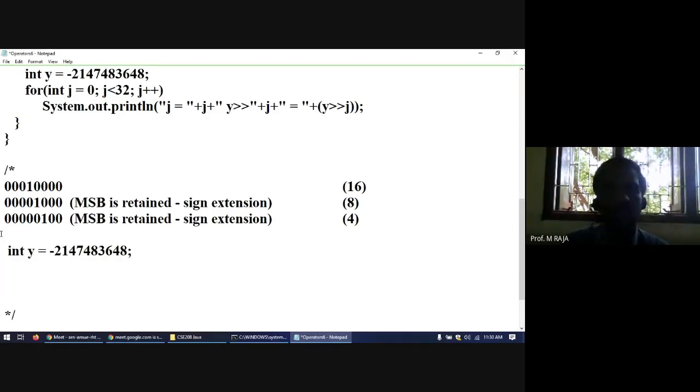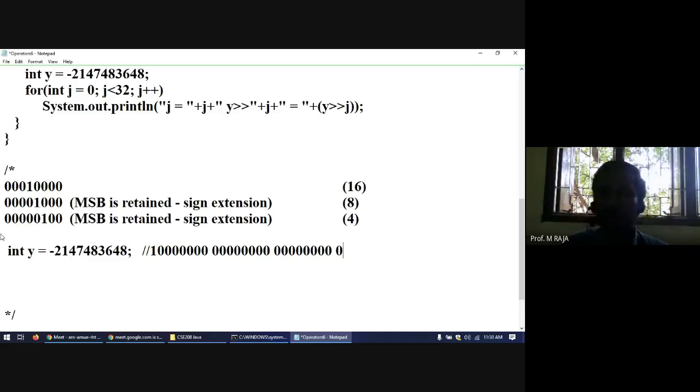What is the value of y or encoding of this one? Just now we have seen in the previous example, the bits counted in groups of eight, 4 plus 4, 8. This is the actual value of -2147483648.